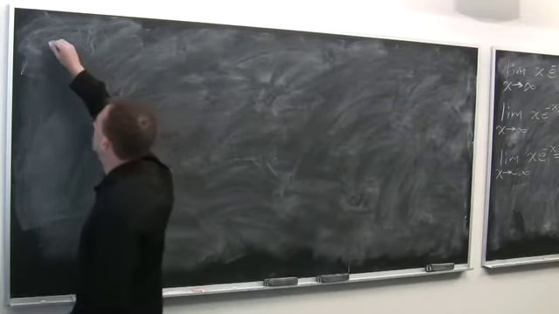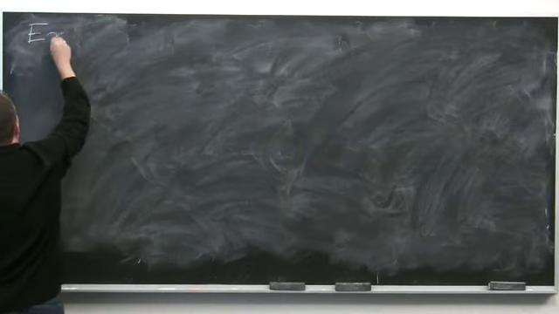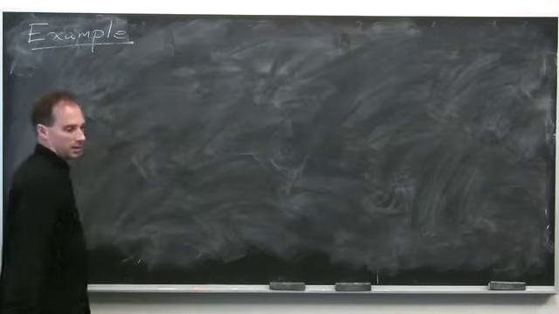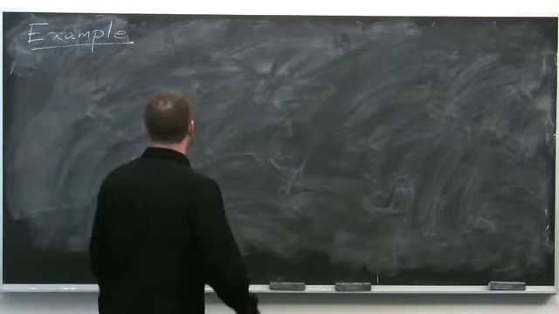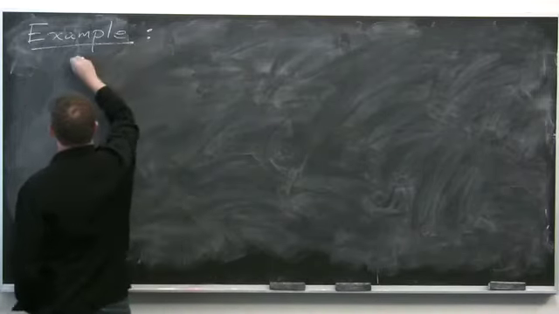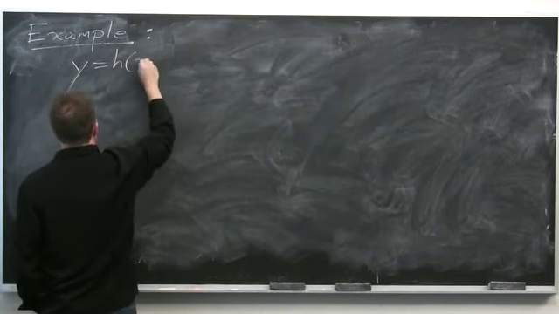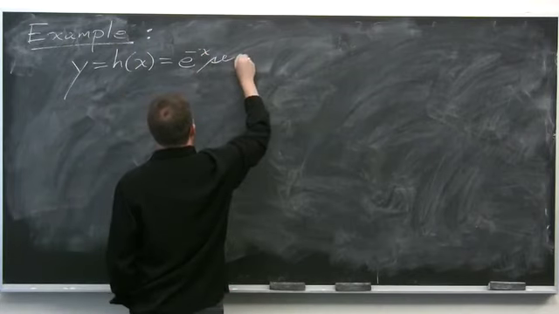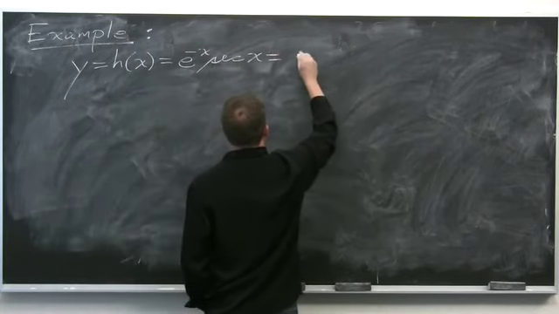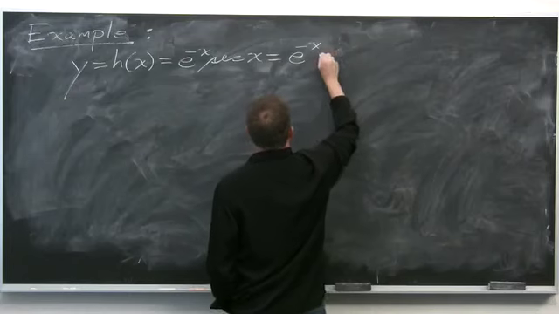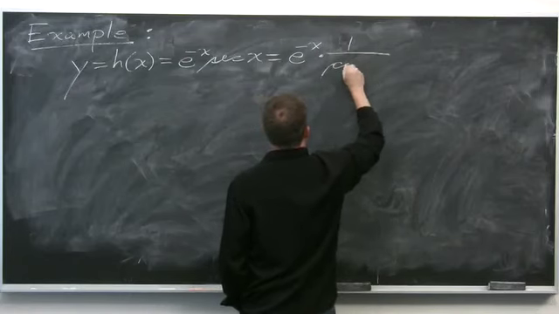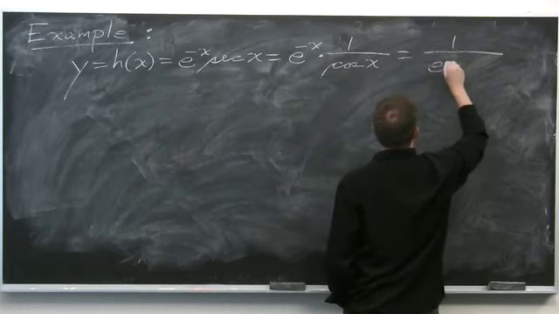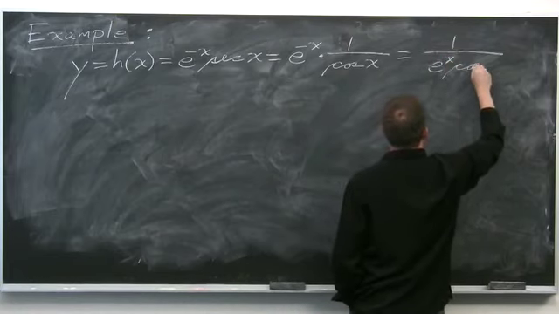A third example is e to the minus x times secant x. I remind you that secant is 1 over cosine, so this is e to the minus x times 1 over cosine. Of course, e to the minus x is 1 over e to the x, so this is 1 over e to the x times cosine of x.